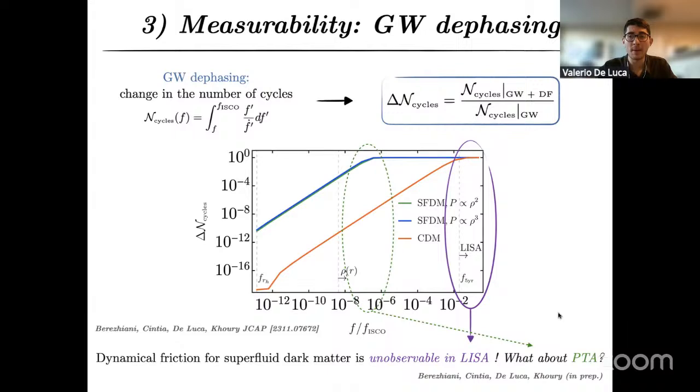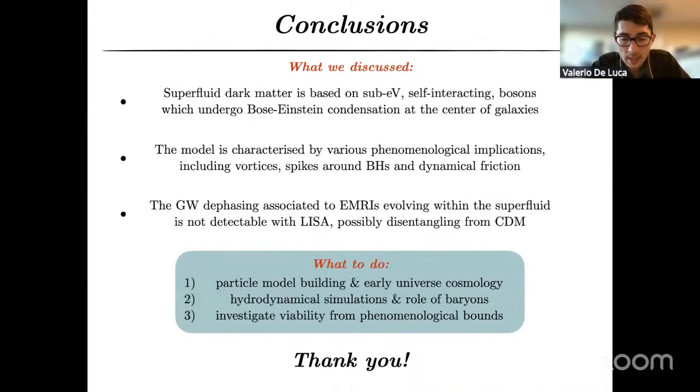Okay, so given the time, I can just give you the conclusions. I hope I convinced you of the interest in studying superfluid dark matter as an interesting dark matter candidate based on self-interacting sub-electronvolt bosons, which can form a superfluid soliton at the center of galaxies. And this model is characterized by very unique phenomenologies, including vortices, spikes around black holes, and dynamical friction, thanks to which maybe we can try to probe this physics through gravitational waves.